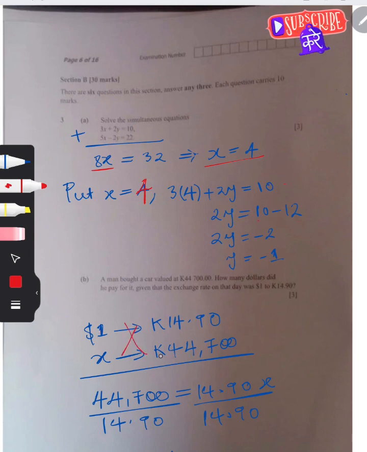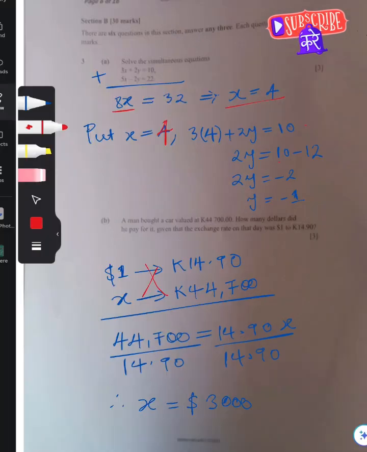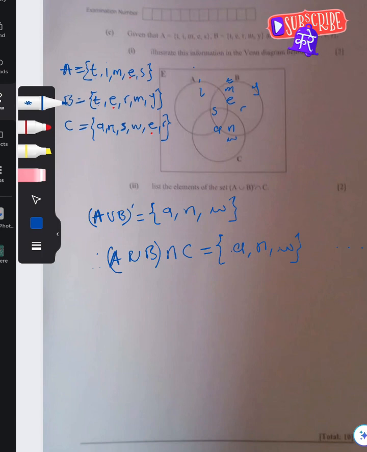So I just cross multiply here. So this is $1 multiplied by 44,700, which is just that, is equal to 14.9 multiplied by x. Then divide throughout by 14.9, and this side by 14.9. So this and that goes, so that x is equal to $3,000. Observe the units.